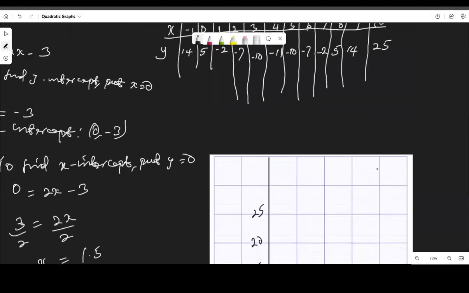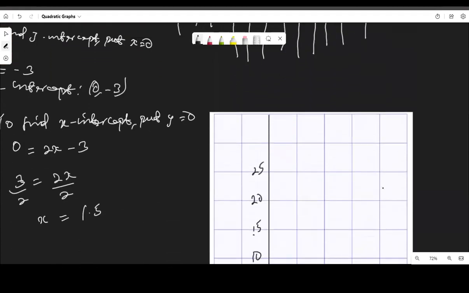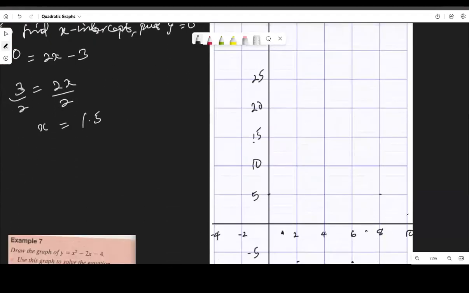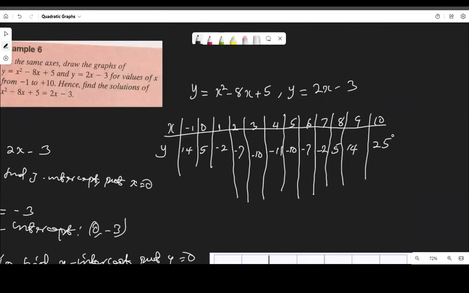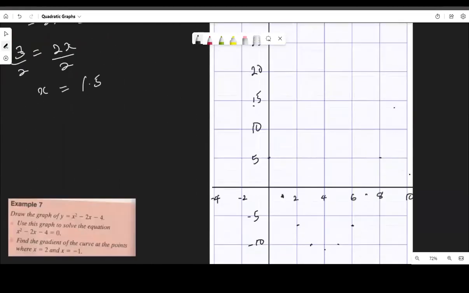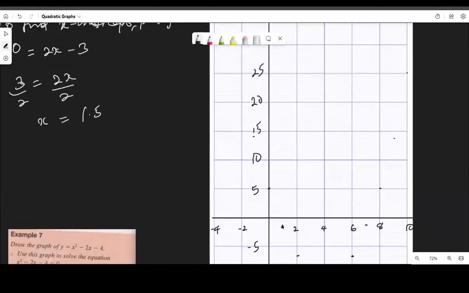When x is 9, y is 14. 9 and 14. 14 is right here. Then finally, when x is 10, y is 25. 25 is right here. And we join these points with a curve starting here. Let me see how perfect I could do these and these.